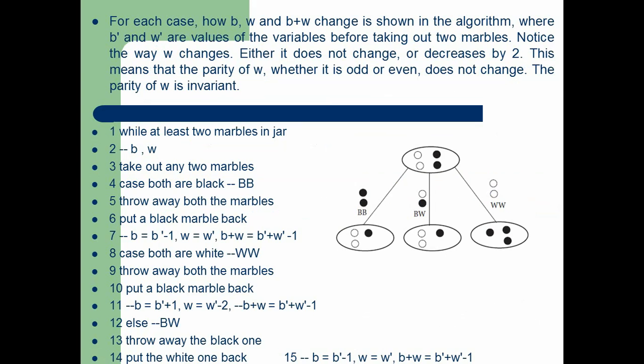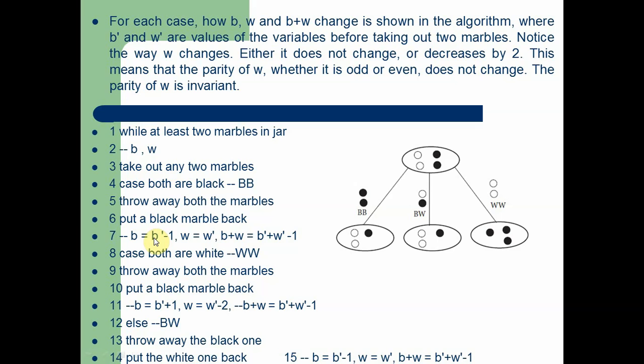We don't know how many black marbles and white marbles are inside the jar, but each and every time B plus W change is shown in the algorithm, where B' and W' are the values of the variables before taking out two marbles. So notice the way W changes. So this is how the W changes. This is the simple 15 steps. So now you can execute this statement.